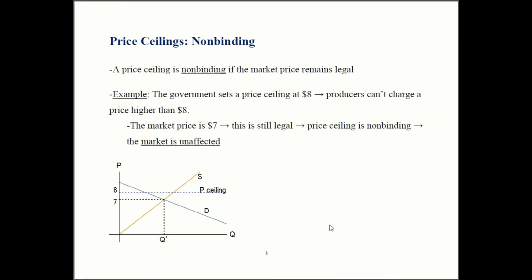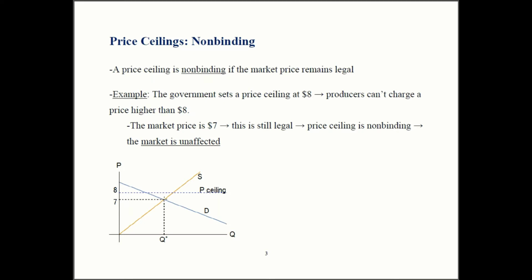So we say that a price ceiling is non-binding if the market price remains legal. Here's an example. The market price, we know, is always set by where supply meets demand. We learned that back in Chapter 3. So here's supply and there's demand. They meet over here at a price of $7.